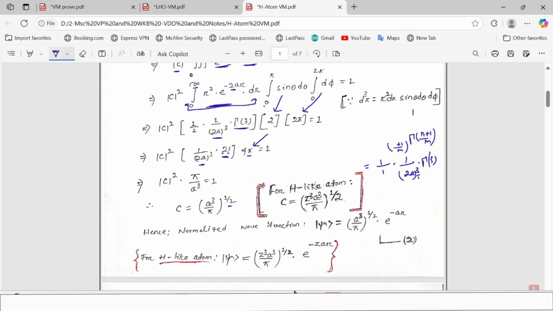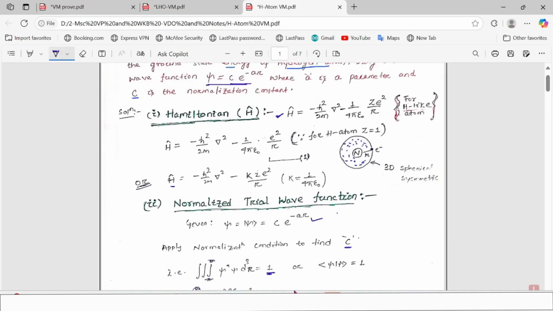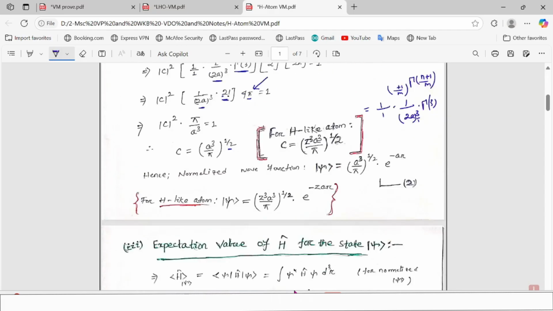Here one thing you have to remember, for a hydrogen-like atom, if it is asked, the c value will be Z cubed a cubed by pi to the power 1 by 2. The same calculation, if we do it for a hydrogen-like atom, by considering the wave function psi equal to c e to the minus Zar, then finally you can get this.